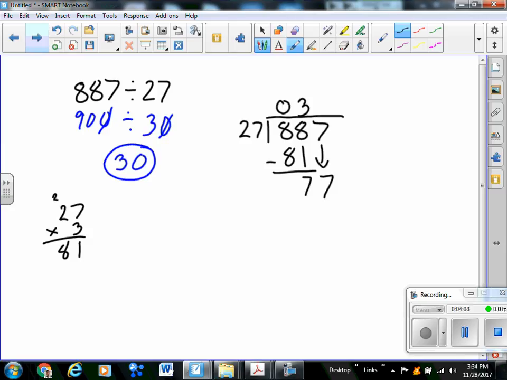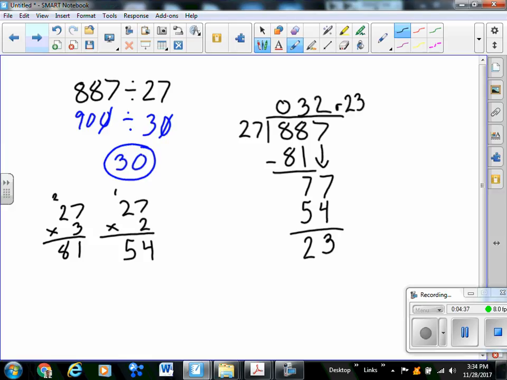Bring down the 7. So we know that 27 times 3 is 81, but I only have 77. So now I got to try 27 times 2. 2 times 7 is 14. 2 times 2 is 4, plus 1 is 5. So I'm going to put a 2 above the 7. 54. 3, 2, 23 is less than 27, so I get 32 with a remainder of 23, and then I'm going to check it.